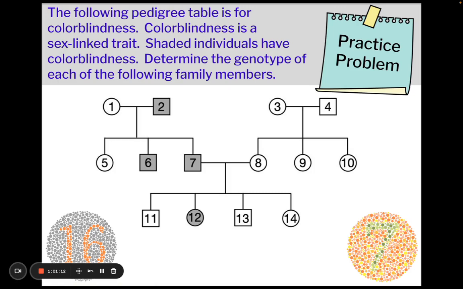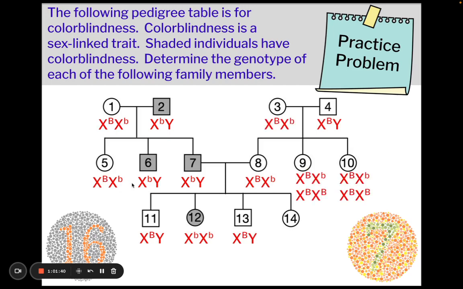So let's look at this one for color blindness. So look, individual 2 is colorblind. It's a male. What do we know about males? Well, they only have 1 X, okay? So it has to look like that. And both of his sons have that, okay? Now, let's look at all of our individuals here.